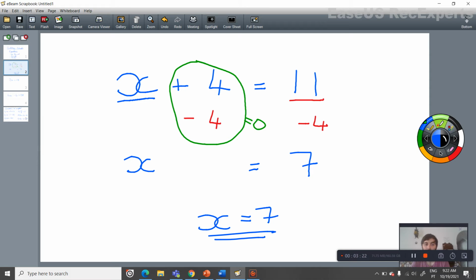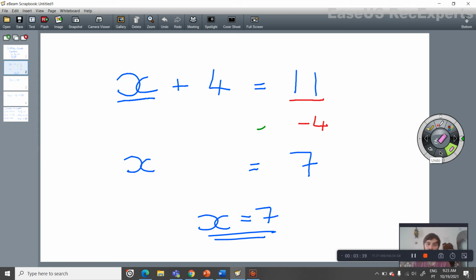Now, I might have gone a little bit too fast there, so if you want to rewind, you can. I'm going to give one more explanation for this one, and then we'll move on. Like I said, it's like a set of scales. You have to keep both sides equal. So whatever you do to one side, you have to do to the other.